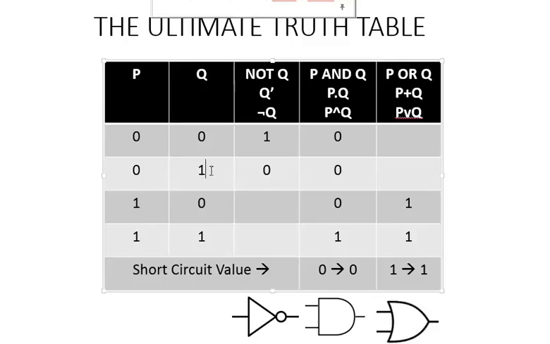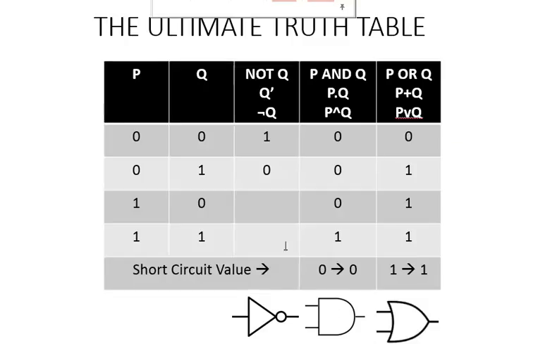Moving on to Q, we definitely have a 1 in this row, so we'll put a 1 over there, which leaves the only row that we need to check very carefully, 0 or 0. This gives us the result of a 0 as expected.